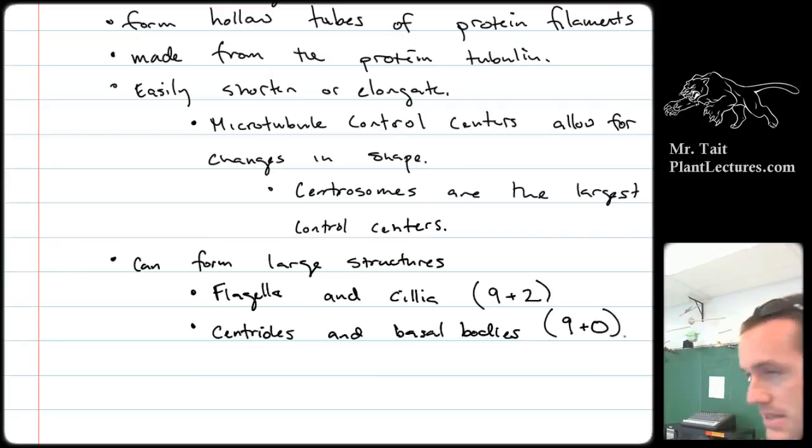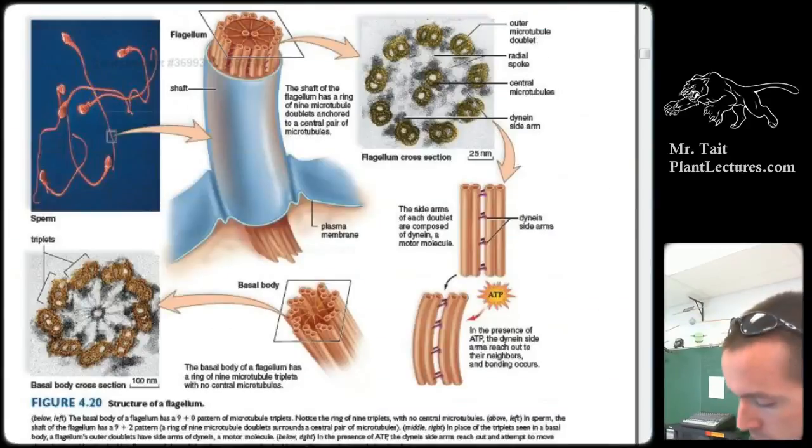And what they're talking about is that in the actual structure of these, there are going to be 9 bundles on the outside and then 2 bundles on the inside, or 9 bundles on the outside and 0 bundles on the inside. And so it looks like this. You can see here, this is a 9 plus 2 pattern because you have 1 bundle, 2, 3, 4, 5, 6, 7, 8, 9 bundles on the outside, and then 2 on the inside.